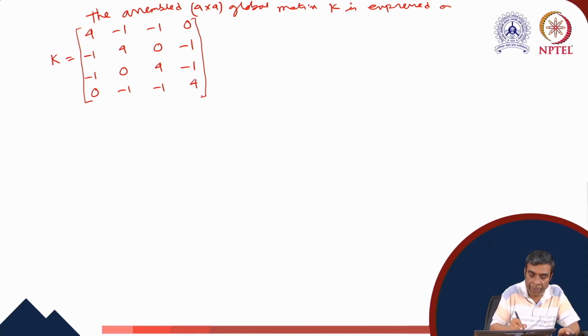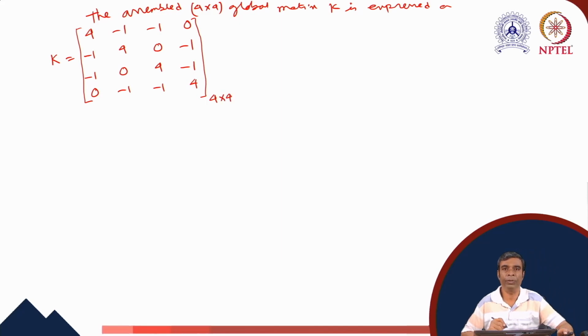So this is the appearance of the assembled matrix by using linear triangular elements of two different orientations. If we look into the matrix, this matrix is symmetric, this matrix is banded also, and this matrix is also diagonally dominant. So this is having 5 diagonals.